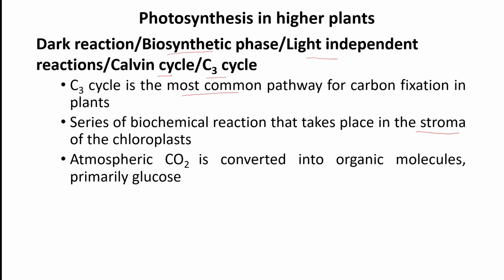Okay, so what happens in C3 cycle? The atmospheric carbon dioxide is converted into organic molecules, which are your carbohydrates, and primarily glucose is synthesized. Okay, so the major product is glucose, and glucose can further be converted into other carbohydrates such as starch and cellulose depending on the requirement of the plant. And both the starch and cellulose are utilized as a structural building material by the plant.